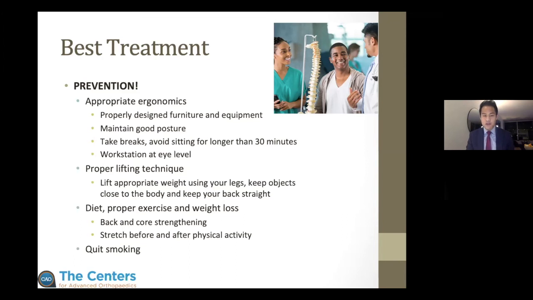Diet, proper exercise, and weight loss are paramount to having good spine health. We've already discussed how obesity can play a role in increasing your risk factors for neck pain. And then, like we discussed before, quit smoking. Smoking, as we know, is bad for your lungs and bad for your vessels, but it also plays a role in neck pain and spine health. So if you're smoking, please quit smoking.